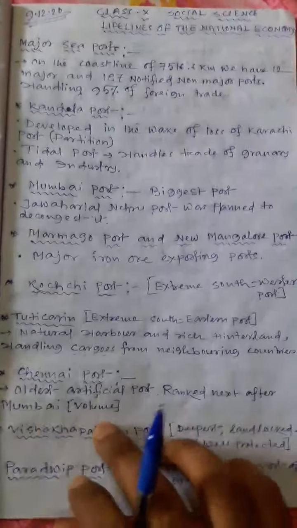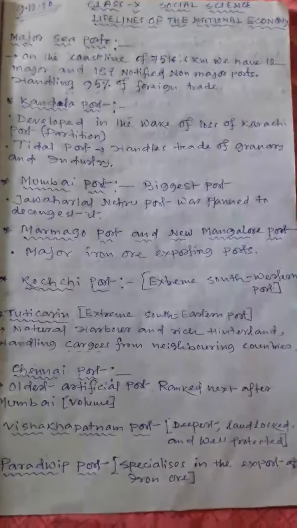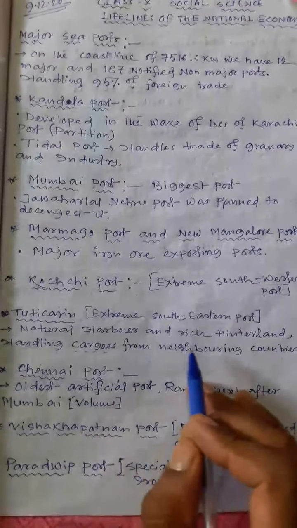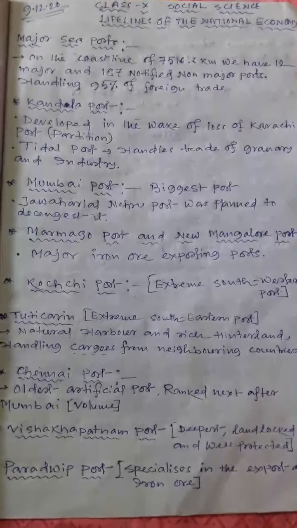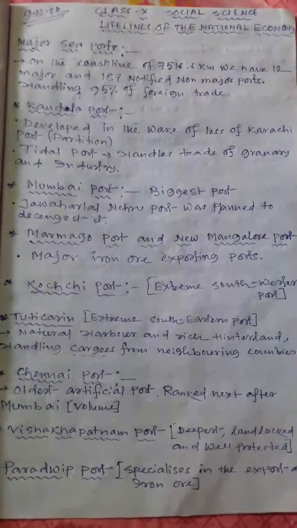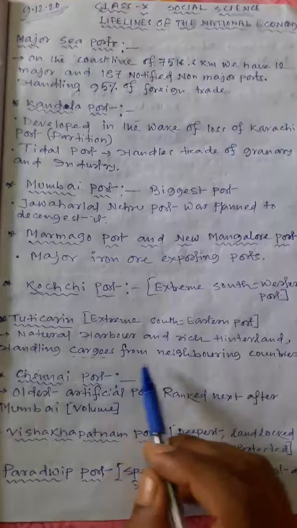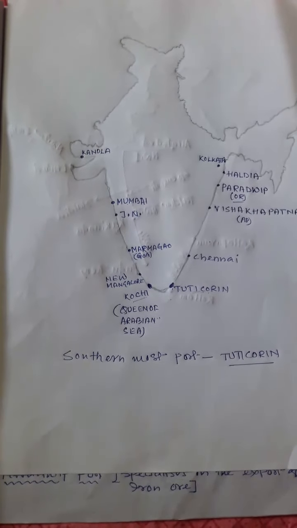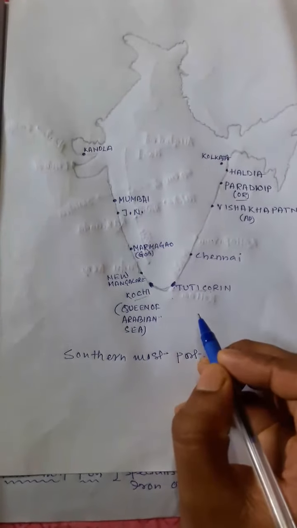Now let me proceed to the eastern coast areas of our country. Which ports do we have? First of all, we have Tuticorin Port, as I told you, the extreme southeastern port of our country. Here we have a natural harbor and a rich hinterland. These areas are naturally quite rich, and that's why it attracts cargoes from neighboring countries like Maldives and Sri Lanka.